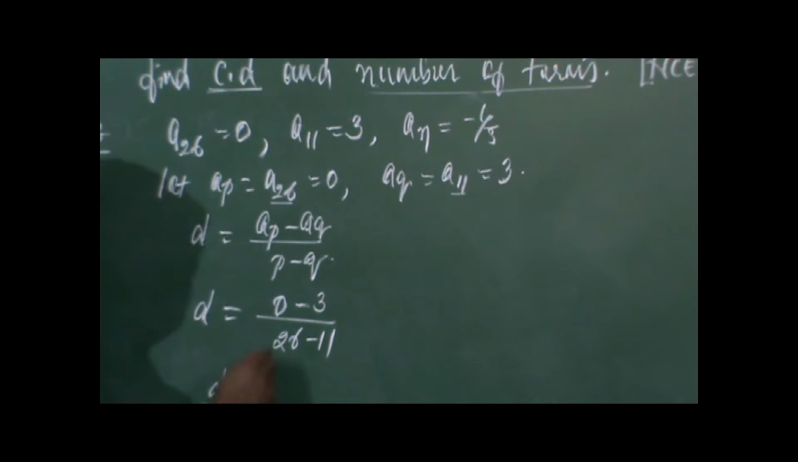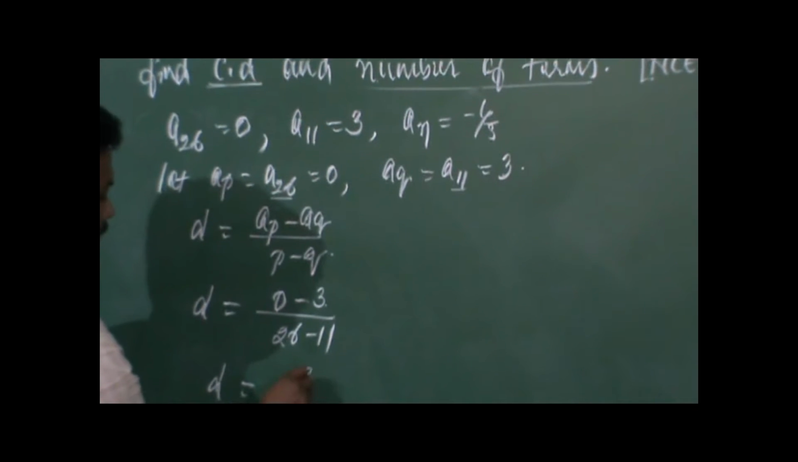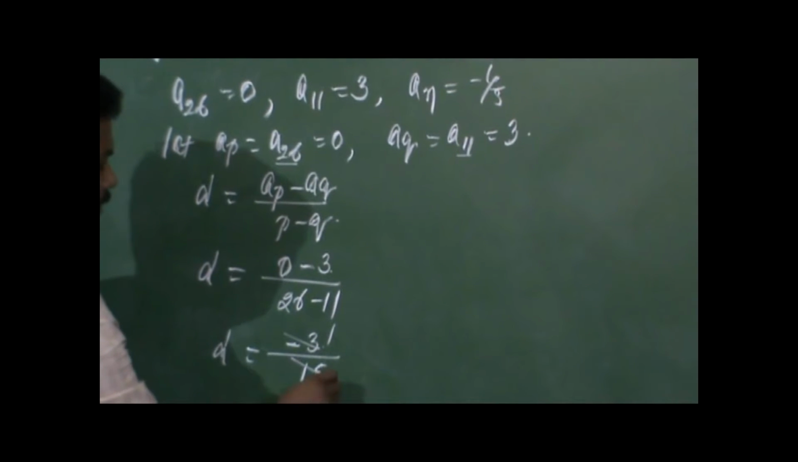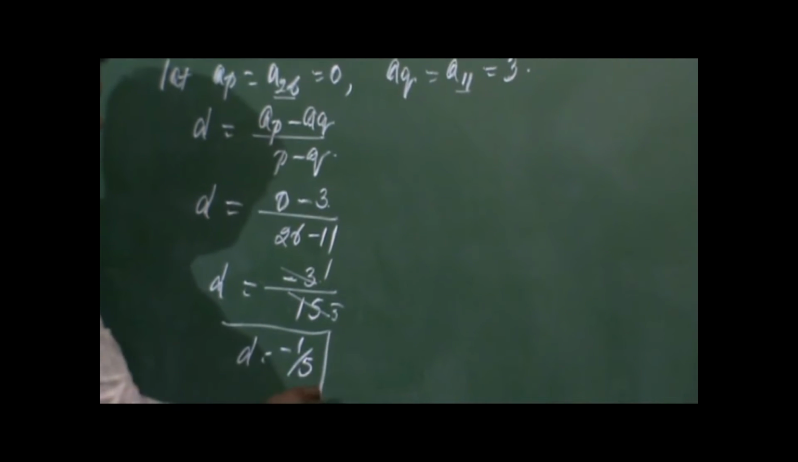So d is equal to 0 minus 3, which is minus 3, and 26 minus 11, that is 15. So minus 3 ones are minus 3, 5s are 15. So the d value is minus 1 by 5. The value of d is minus 1 by 5. Next we will go on to find the first term, to find A.